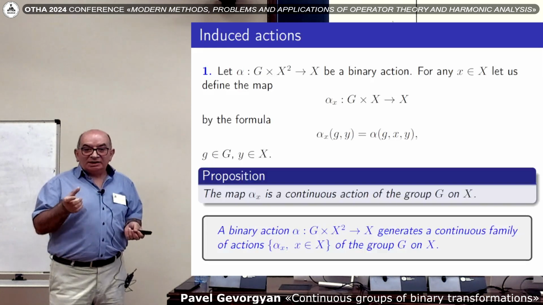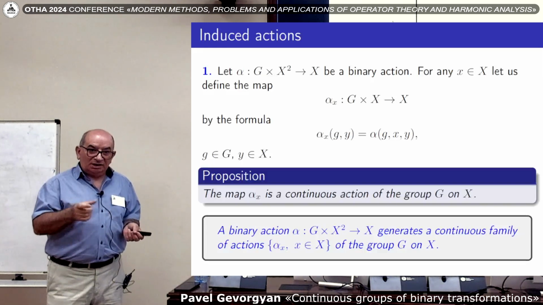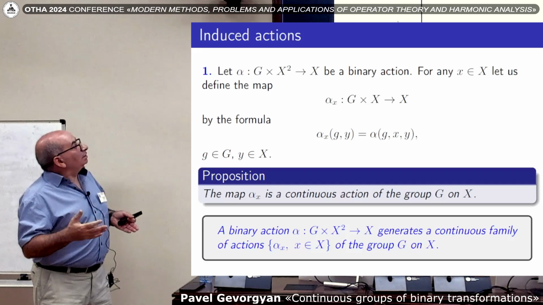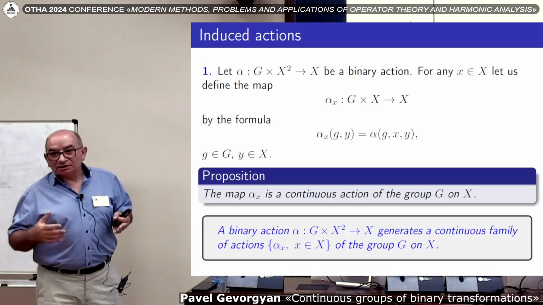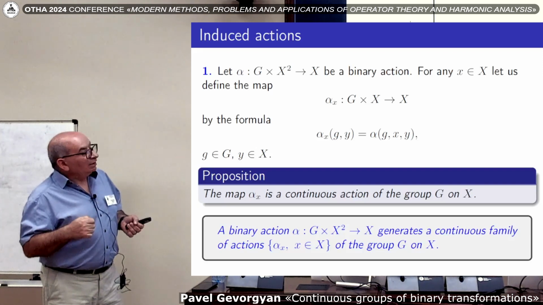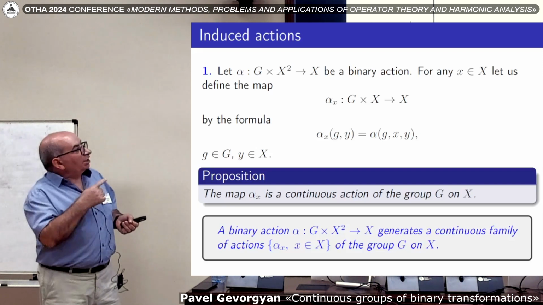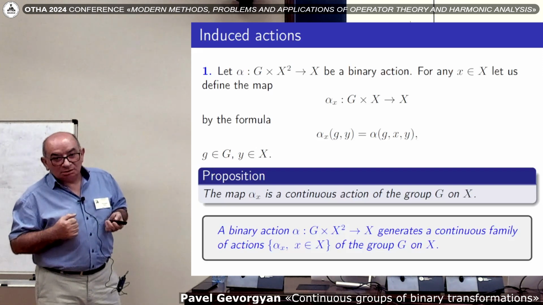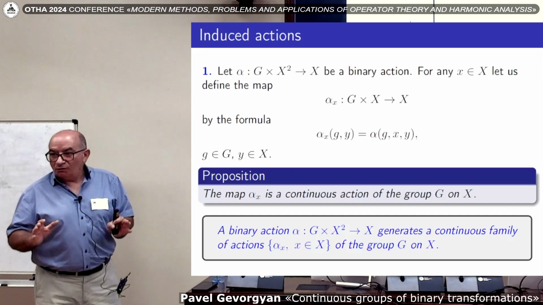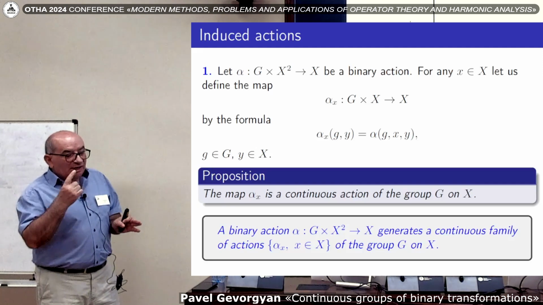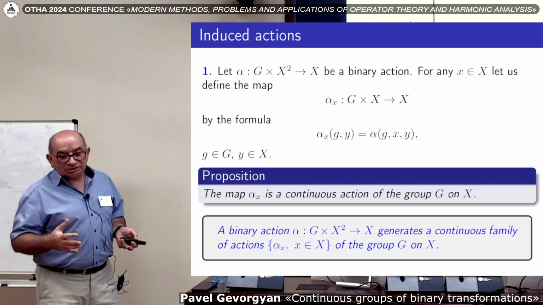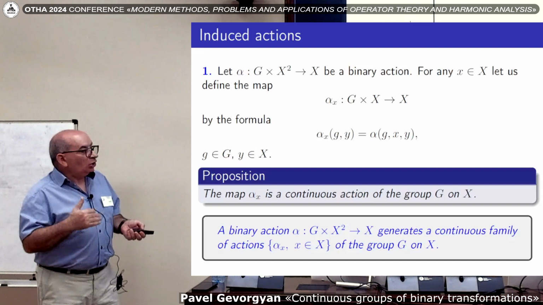To compare the category of all G spaces and the category of all binary G spaces, we need to define some induced actions. Let X be a binary G space. Then we can define the map alpha sub x from G cross X to X for any x in X by this formula. It is easy to prove that alpha sub x is an ordinary action of a group G on X. So one binary action alpha of G on X generates a continuous family of actions alpha sub x of a group G on X.